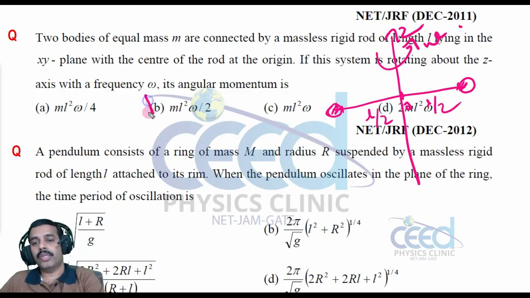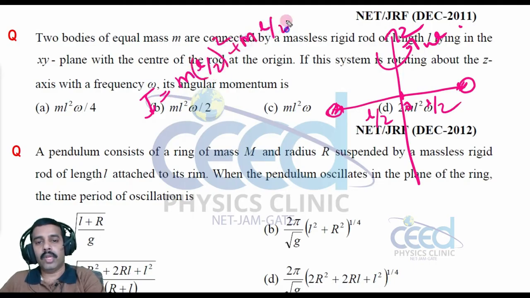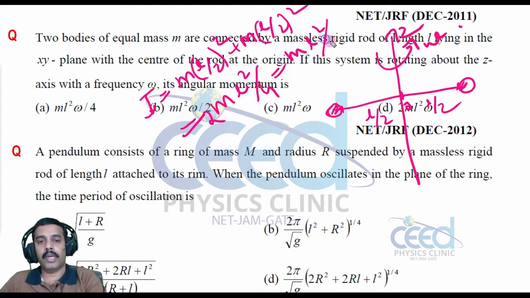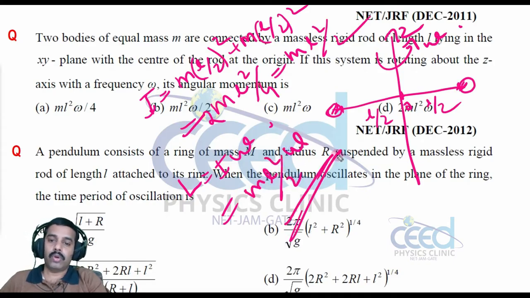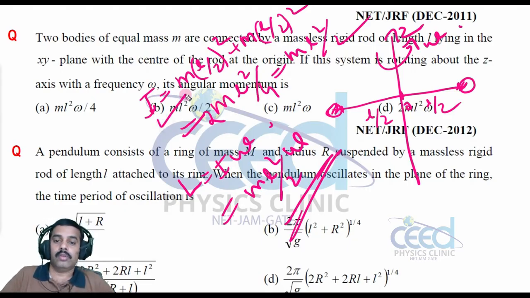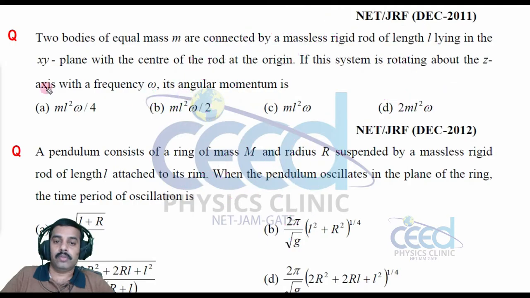Now what is the moment of inertia? That is m into L by 2 the whole square plus m into L by 2 the whole square, right? That is 2 m L square by 4, that is m L square by 2. And what is the angular momentum? L is equal to I omega, that is m L square by 2 into omega, half m L square omega, right? So option B is correct, right? All right. That is a simple question.